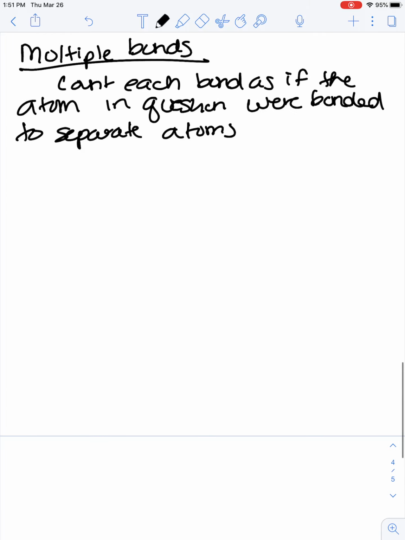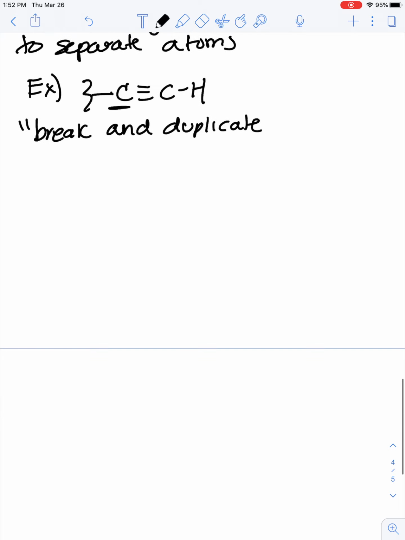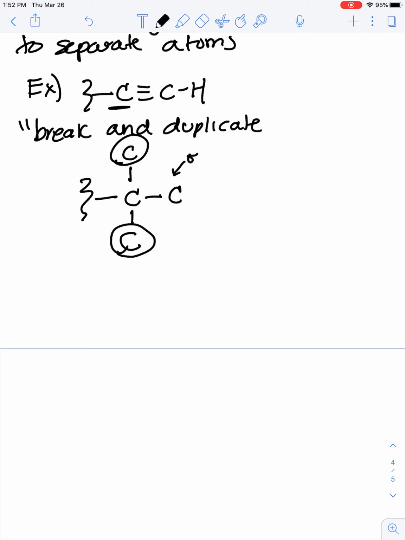So we'll look at some examples. So again, we have some chain, then we have this group right here. What we're going to do is kind of think of it as break and duplicate. So we have this carbon here. Again, we have the chain. We're going to break the pi bonds and then we're going to duplicate. So we have 2 pi bonds, so we're going to add 2 additional carbons, which I circled. Think of this one as coming from the sigma bond, and then these ones that we're breaking and duplicating are coming from the pi bond.